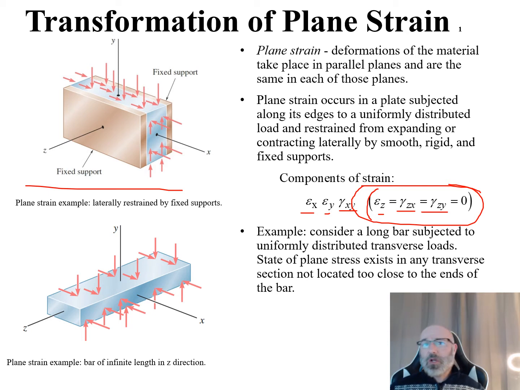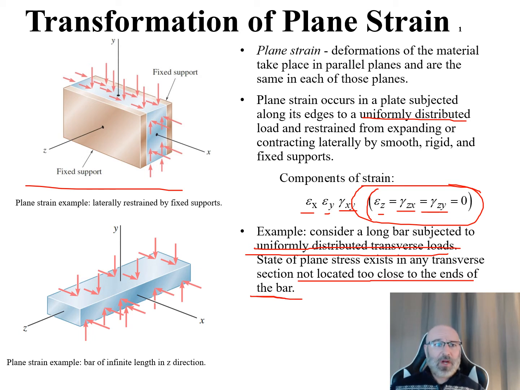So now let's take a look at an example where we're going to consider a long bar subjected to uniformly distributed transverse loads. Pay attention to this right here: uniformly, just as we saw above, this is a uniformly distributed load up top here. That's something to pay attention to as we're thinking about these applied loads. For this case, the state of plane stress exists in any transverse section that is not located too close to the ends of the bar, which is a different situation to discuss later.